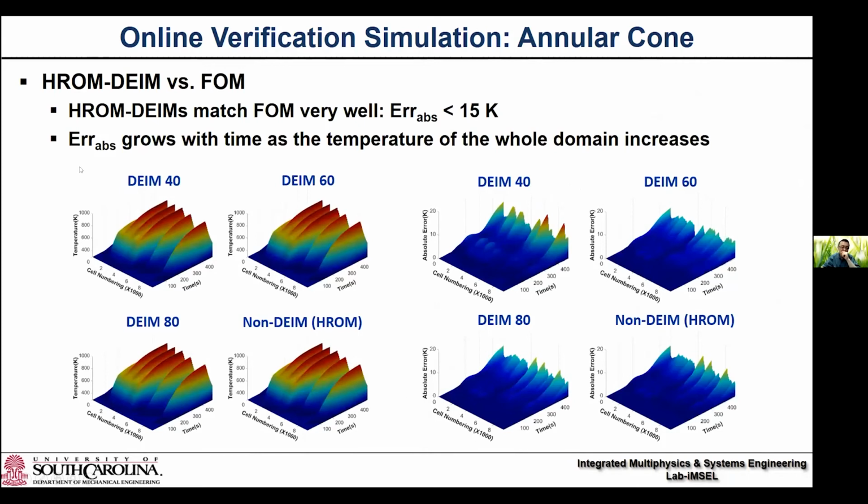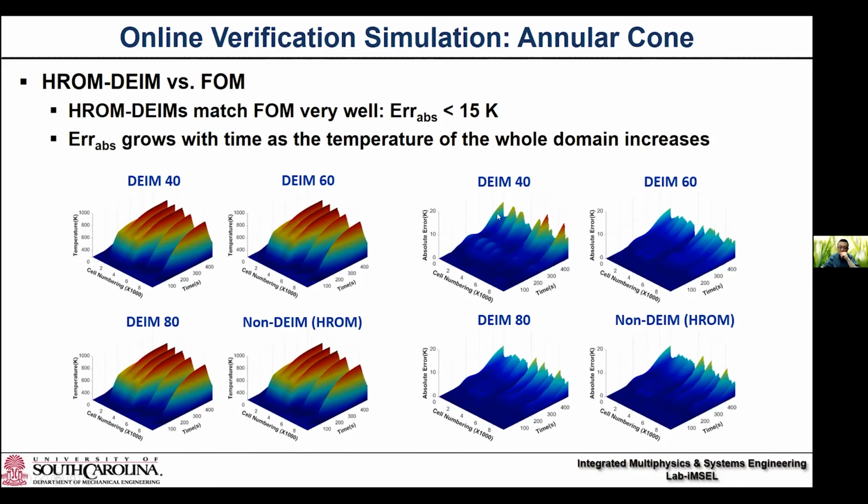And then this one shows the ROM with the DEIM approximation generated by our hybrid snapshot simulation. Again, you see that we have 40 interpolation cells, 60 interpolation cells, and 80 interpolation cells. This one does not have any DEIM interpolation at all. However, if you look at this in general, we can find that the absolute error is 15K, and you can see that this error definitely increases with time, with the temperature.